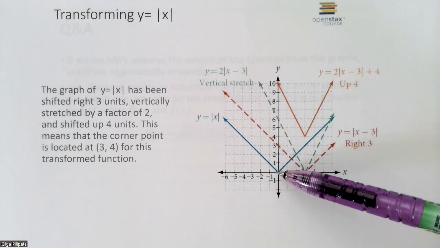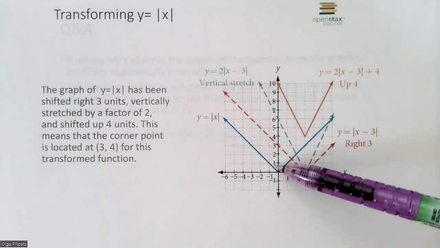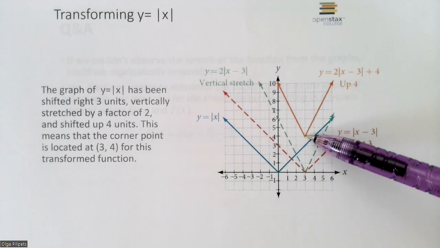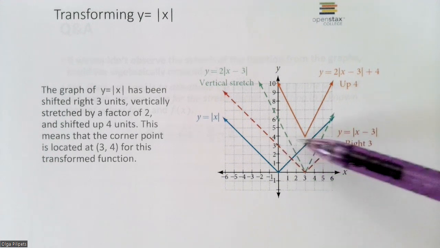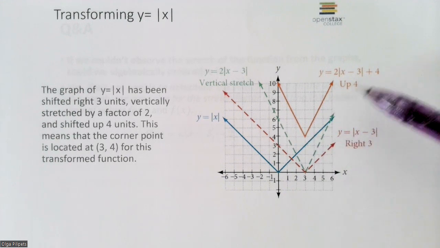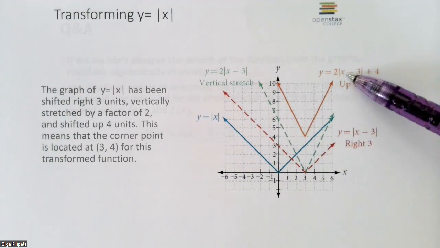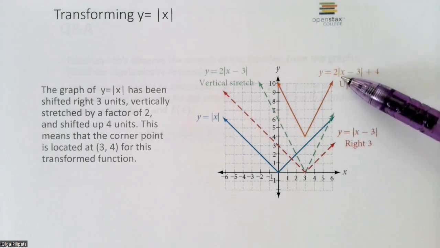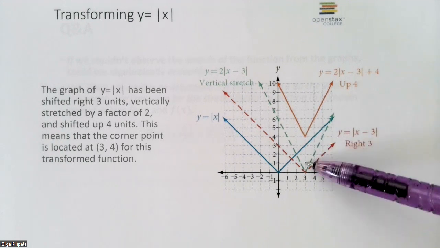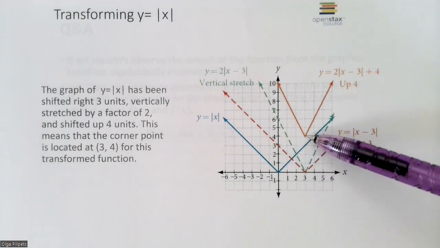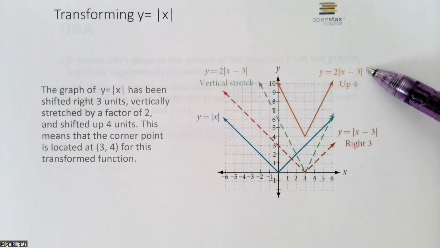Well, we could see that it was shifted up and to the right. So that tells us that we're gonna have a horizontal shift 3 units to the right. So that means we're gonna subtract 3 units from x inside the absolute value function, right? Also, it was shifted up 4 units. That means that we're gonna add 4 units on top of the absolute value function.